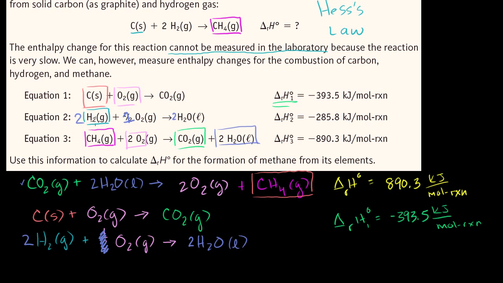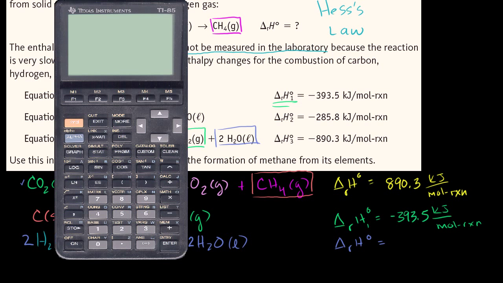And if you're doing twice as much of it, because we multiplied it by 2, the change in enthalpy of the reaction is now going to be twice this. So let's get the calculator out. It's now going to be negative 285.8 times 2, because we just multiplied the whole reaction times 2. So negative 571.6.